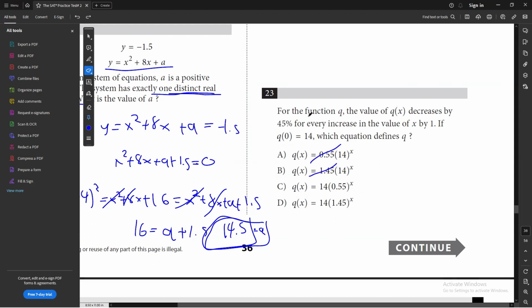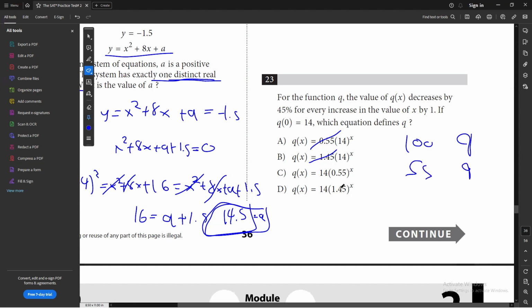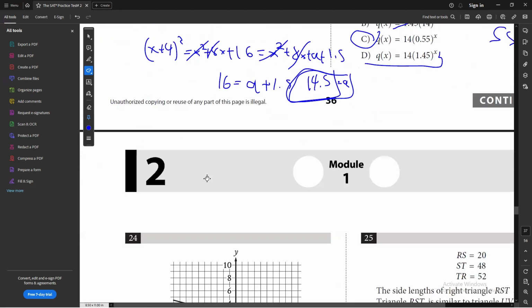All right, so for the function, now we have to read and understand the question. For the function q, the value of q of x decreases by 45%. If I have 100% of q, which is 1q, and I decrease it by 45%, I'm actually left with 55% of that q. Therefore, this answer choice D is actually increasing the function. However, we don't want to increase, because we want to decrease the function by 45% for every increase of x. So our answer choice is going to be C.